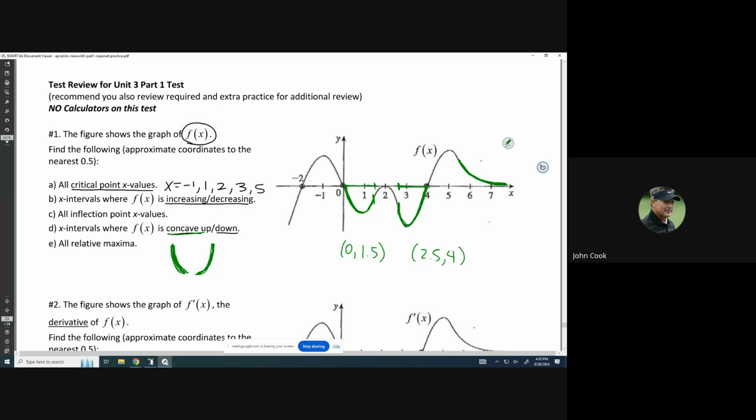And then for the last one, I'm going to guess that that's 5.5. And I'm going to say that it's concave up for the whole rest of the way. So about 5.5 all the way up to infinity. It's going to be concave up. So I'd write the unions between those intervals. And I just write concave up.